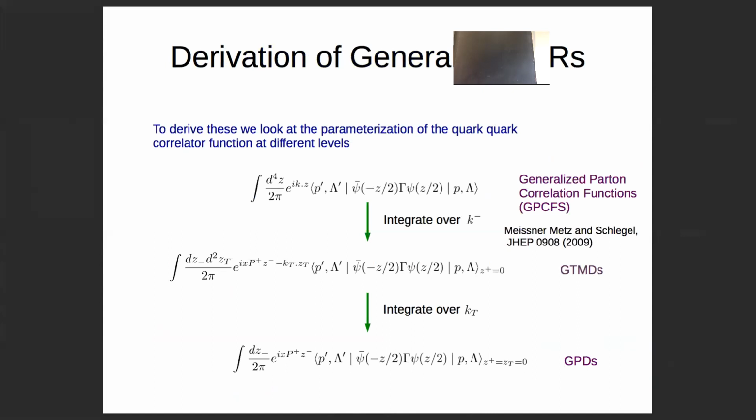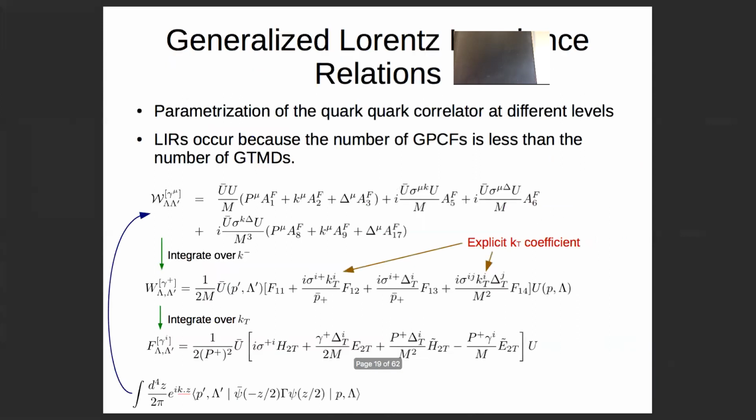And you can think of the GPDs also being written in terms of functions that parameterize this correlator. So instead of a correlator, I'm going to just write W at different levels. At the completely unintegrated level, where you have all four components of Z and K, you have these functions, I'll just call them the A's, that enter. You integrate over K minus and the number of functions reduces. You integrate further over KP and you get the GPDs, which are fewer actually because they are different projections. So the projection operator also makes a difference.